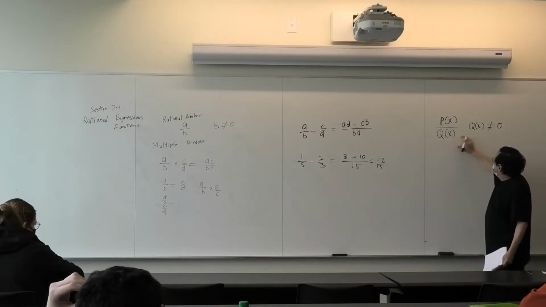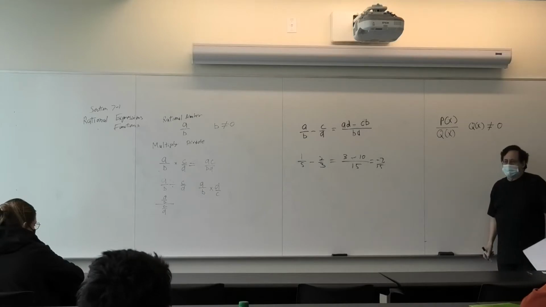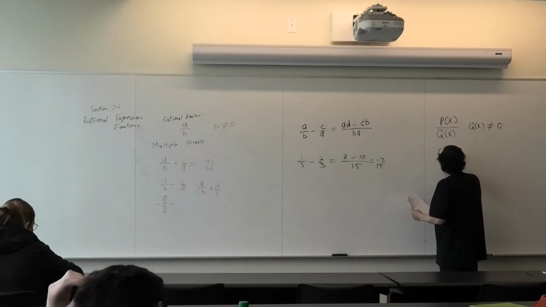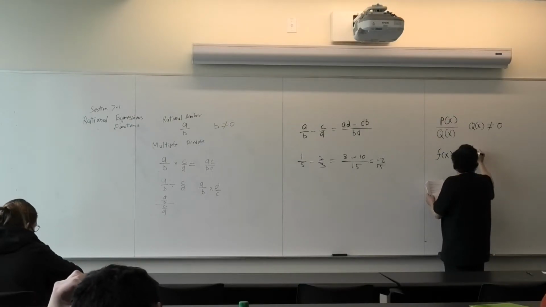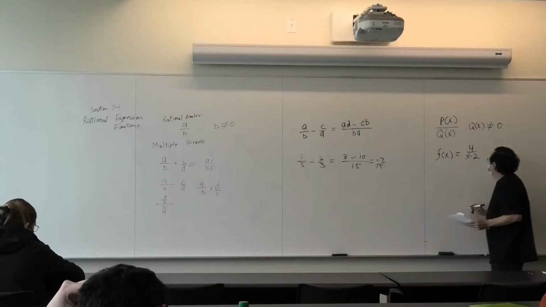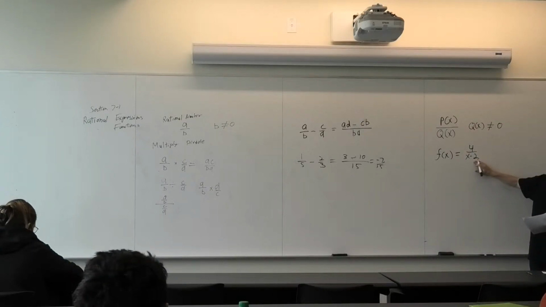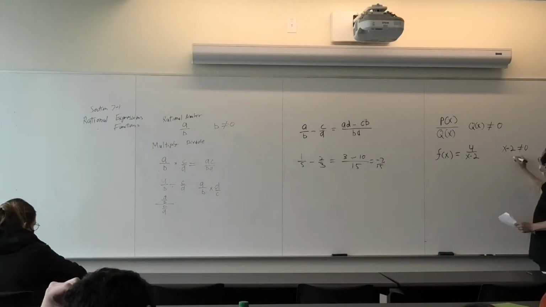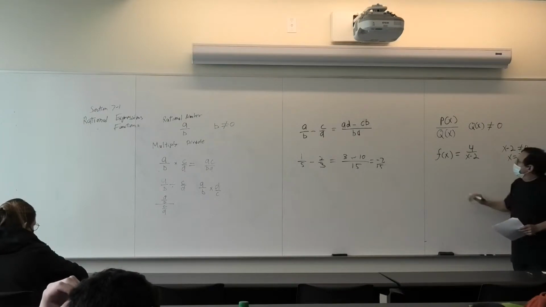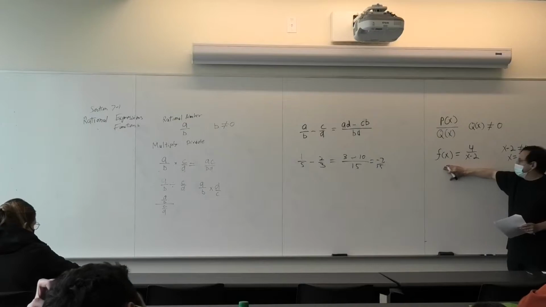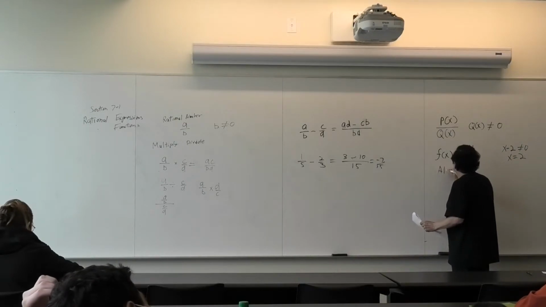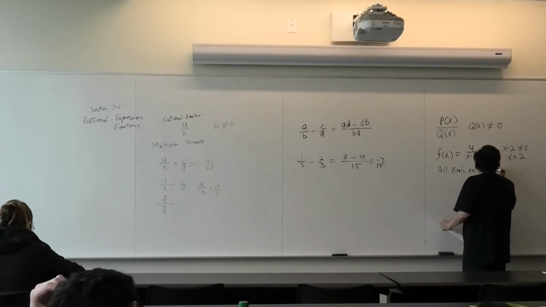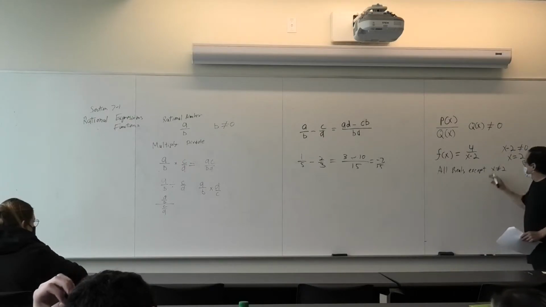But for a rational expression, q of x cannot be 0. So for example, if I have a rational function, f of x equals 4 over x minus 2, I don't want the denominator to be 0, right? Which would occur when x is equal to 2. So if I don't tell you the domain of this function, you could write it this way: all reals except x is not equal to 2, except 2.